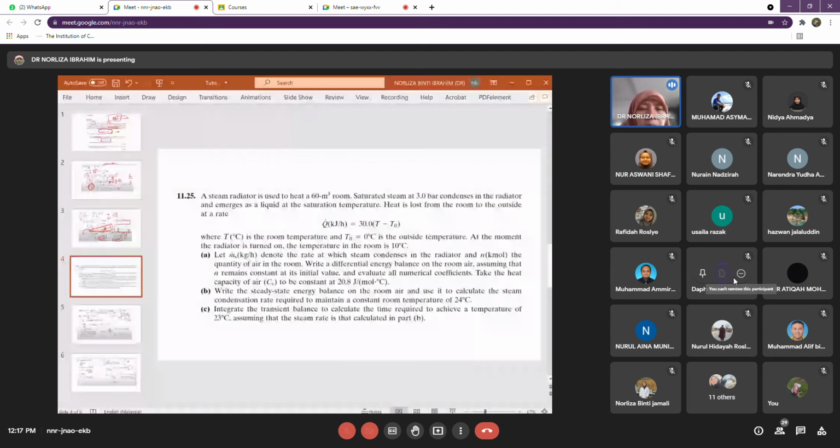11.25, you have a steam radiator. The steam radiator is used to heat a 60 meter cube room. The radiator actually uses saturated steam to operate, and in order to heat the room, that saturated steam condenses. If we draw, you have a radiator here. In the radiator, they are using saturated steam. That saturated steam comes in and then goes out, and coming out it condenses. This is saturated liquid, here is saturated steam. The room is 60 meter cube. This one is also a kind of heat exchanger.